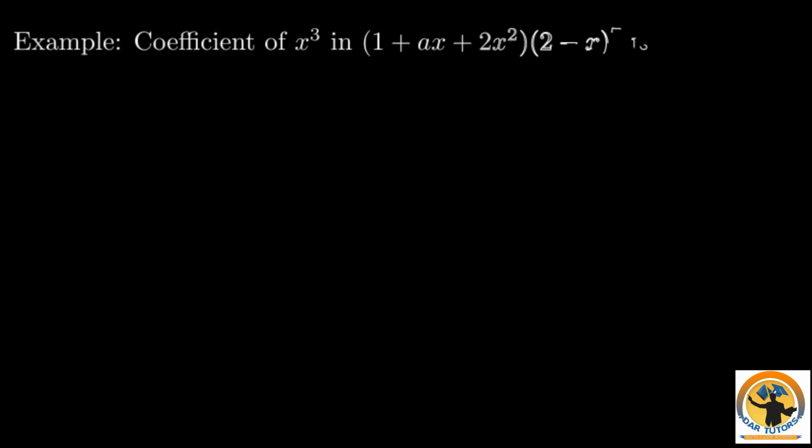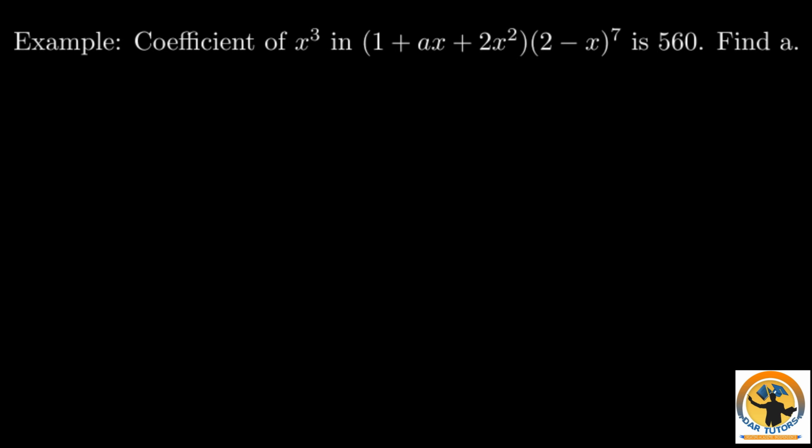Let's look at a problem where we need to find an unknown constant. We are given that the coefficient of x cubed in the expansion of (1 + ax + 2x²)(2 - x)^7 is 560. We need to find the value of a. We are given the coefficient of x cubed in this product is 560, and we need to find a.